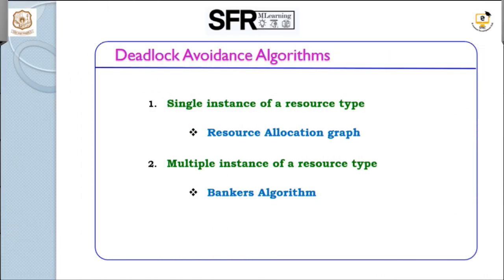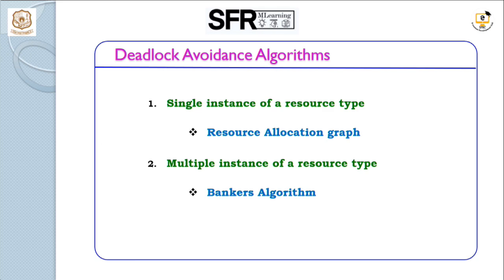The two most commonly used methods are the resource allocation graph and Banker's algorithm. Resource allocation graph means a single instance of a resource type. Banker's algorithm suits well for multiple instances of a resource type. What does that mean? With a resource allocation graph, consider I have a PC and a printer: one processor, one resource. It is called a single instance of a resource type.